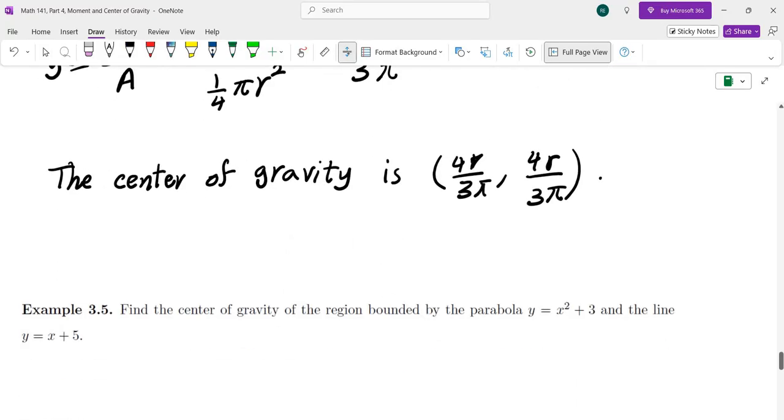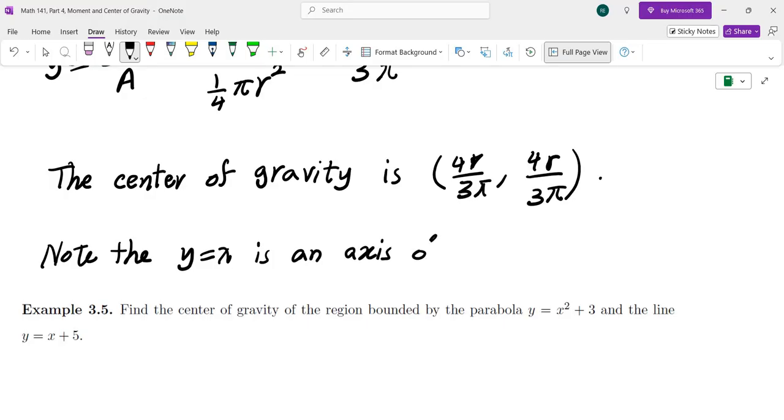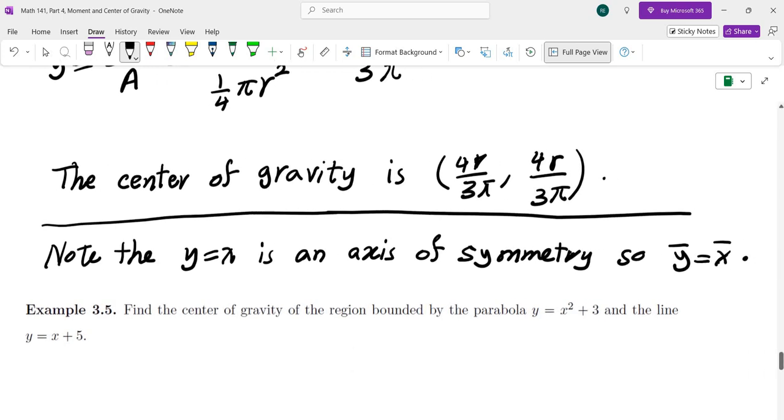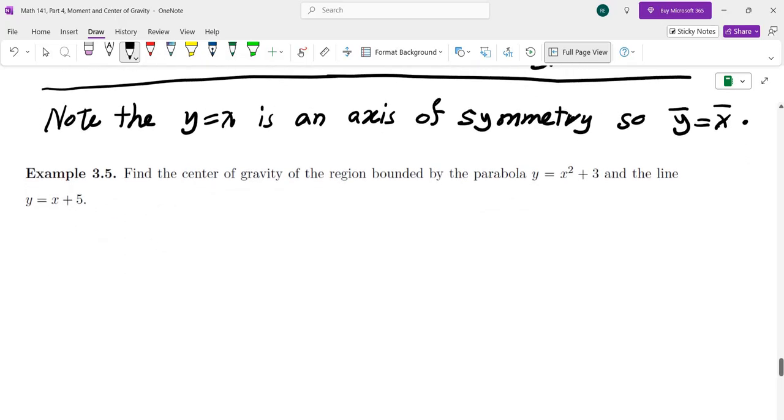So note that y equals x is an axis of symmetry. So y bar and x bar would be the same. That way you don't have to do both computations, but this would be a shortcut. You could do just one of the computations.